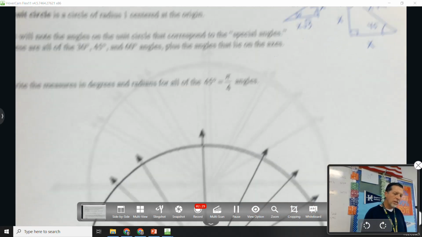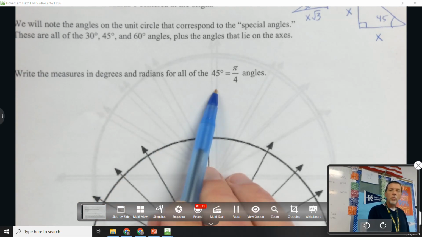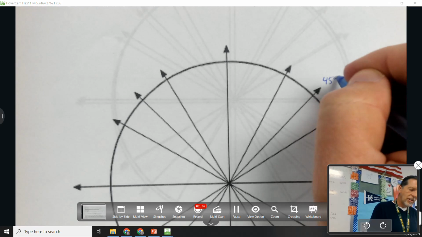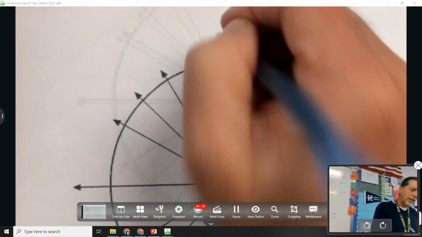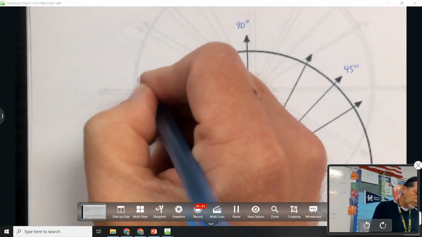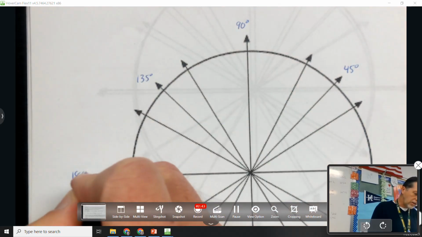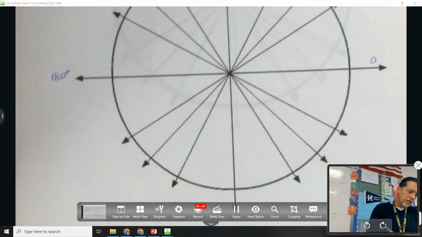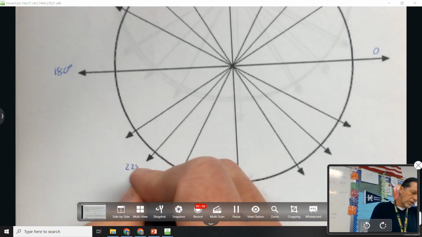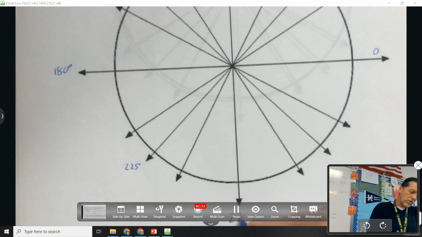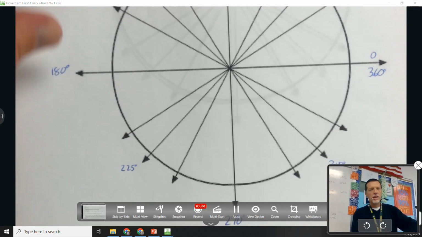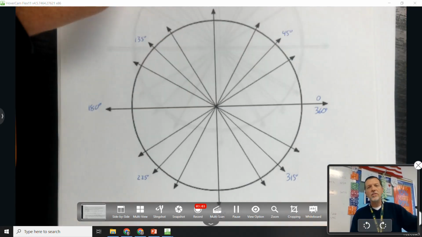And so let's write the measures in degrees and radians for all the 45 degree markers. Let's do the degrees first because that's easy. I guess we should start at 0. 45 degrees, 90 degrees, 135 degrees, 180 degrees, 225, 270, 315, and 360. Okay, well, that hopefully was pretty easy. Just count by 45.